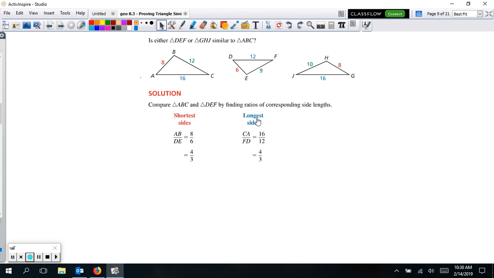Then we're going to look at the longest ones. The ones that are longest are in blue here, so it would be 16/12, and that would also reduce to 4/3. If these two are simplifying to the same fraction, then we go on to the remaining sides. If these two did not equal the same thing, then we can say right away that these wouldn't be similar. But if they are the same, we go on to the next one. The remaining sides here would be the ones in green, so 12/9. That also reduces to the same 4/3, so we can then say yes, these are similar. And we do the same thing with this one as well.